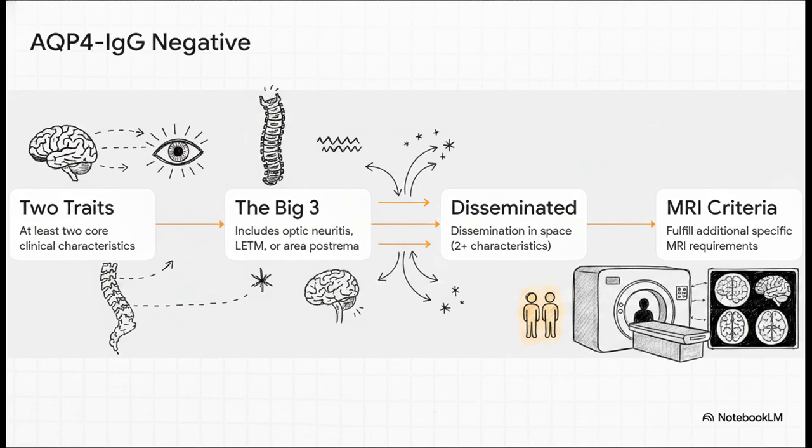Well, then the criteria become much more stringent. You have to methodically prove the disease burden. The patient has to experience at least 2 distinct core clinical characteristics to show dissemination in space. Plus, at least one of those characteristics absolutely must be one of the big 3: optic neuritis, LETM, or area postrema syndrome. And to top it off, all of this has to be accompanied by very strict MRI requirements just to make absolutely sure we aren't misdiagnosing a different condition.